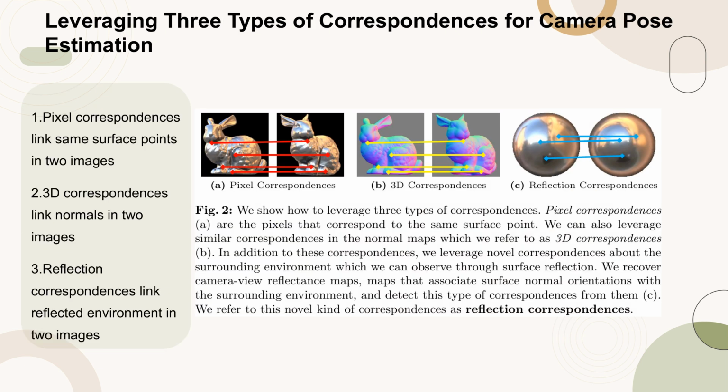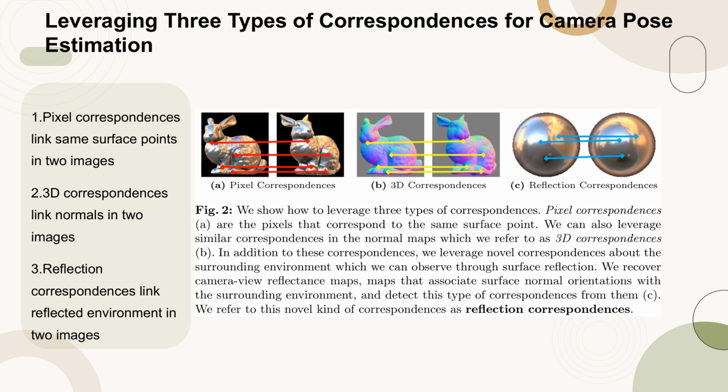Figure 2 illustrates the utilization of three distinct types of correspondences for camera pose estimation. The first type, pixel correspondences (A), involves matching pixels that represent the same surface point across two images. The second type, 3D correspondences (B), involves matching surface normals in the two images, which is useful if the normals at the matched image locations are known. The third and novel type, reflection correspondences (C), involves matching image locations where light rays reflected by the object surface come from the same direction in the two images.